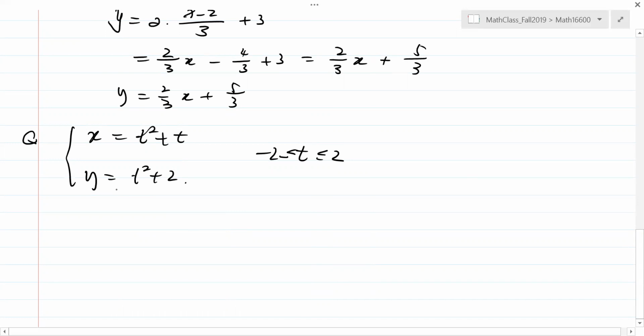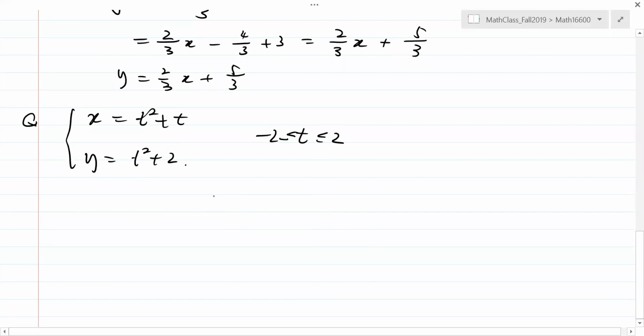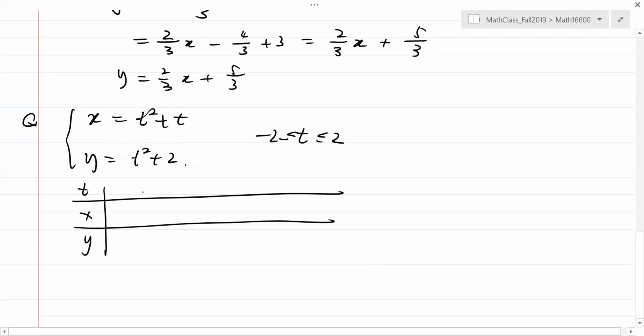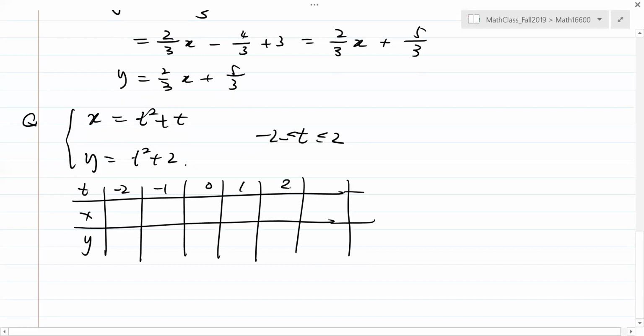because when you solve for t from the second equation, you get plus minus. You got two pieces here, okay? You got two equations. So what we do is we try to choose as many values as possible and connect them. So let's look at the integers, -2, -1, 0, 1, 2, okay? At least we need 5 points.